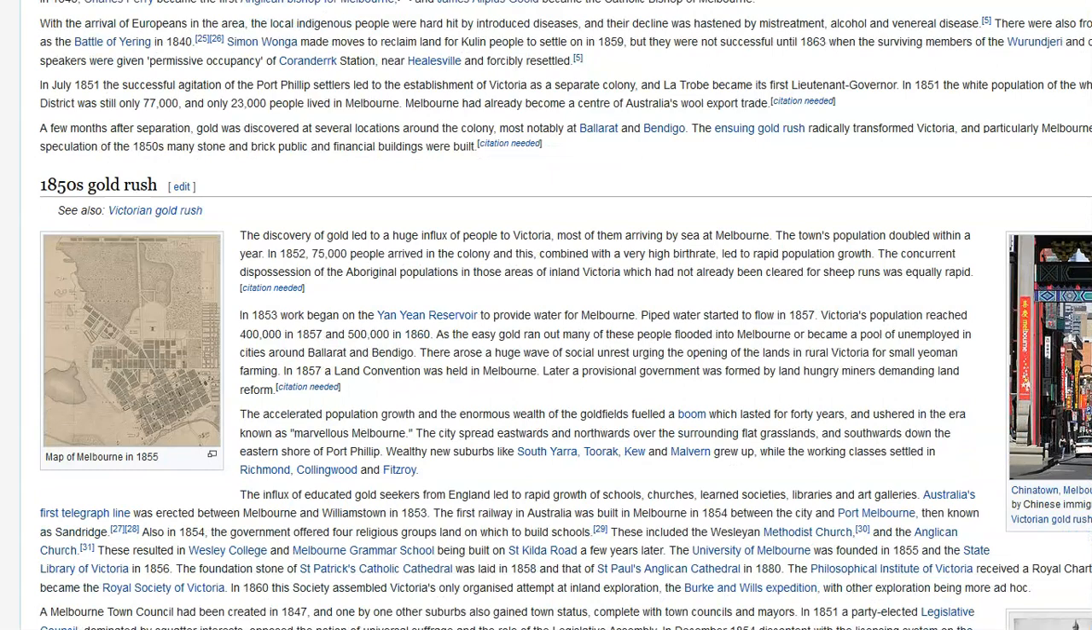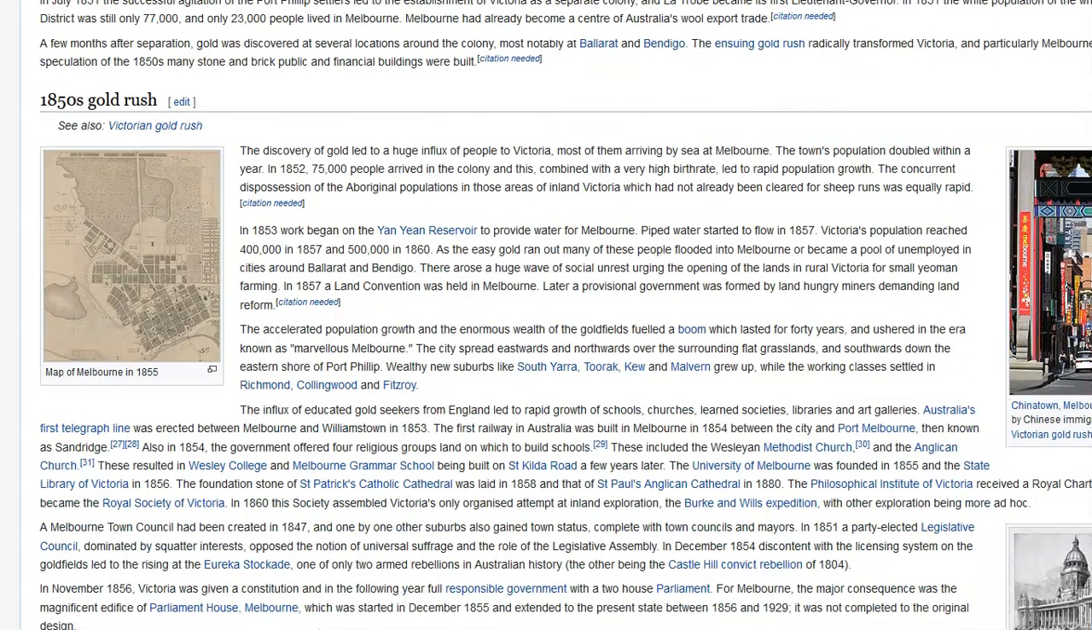Let's get to the gold rush. The gold rush was where things get a little bit crazy. Alright, 1850s gold rush, similar to the San Francisco story, similar to other stories we find around the world. We have this massive population boom. Here they say the population doubled within a year. In 1852, 75,000 people arrived. And it continues to jump. By 1860, they say they were at 500,000 people.